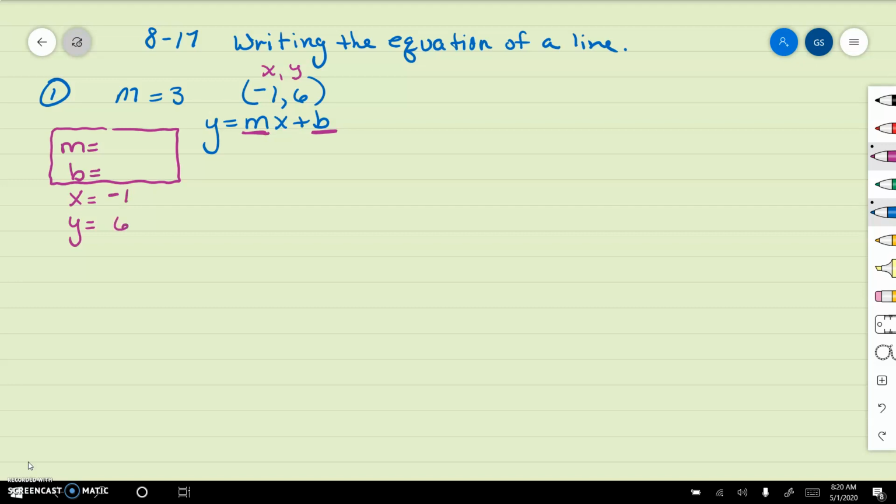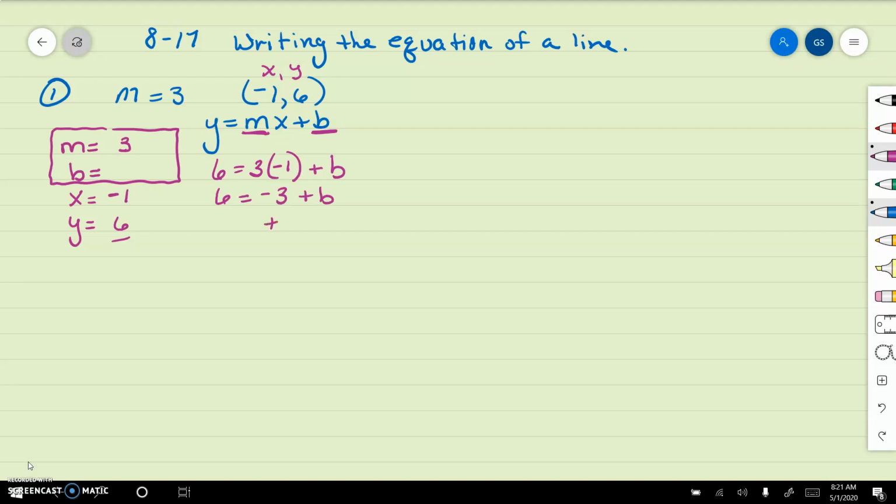Okay, they did give us a slope. They did not give us the b value. So that's what we're going to have to find. So what we do is we substitute into y equals mx plus b. I'm going to skip down here. So y is a 6, m is a 3, times x, so times -1, plus b. Now we just solve the equation for b, also known as getting b alone. So 6 equals 3 times -1 is -3 plus b.